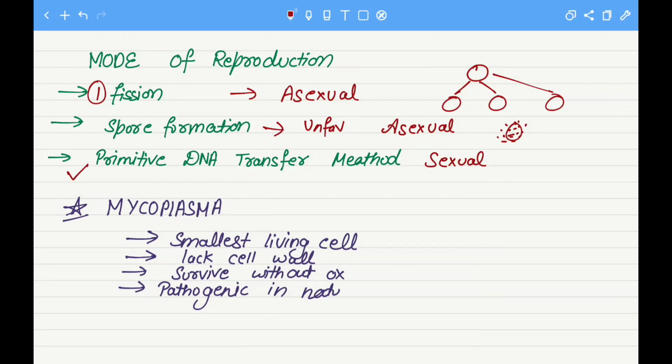Next is mycoplasma. Mycoplasma is a very important type of bacteria. These are the smallest living cells present on Earth. They lack a cell wall and they can survive without oxygen. This is a very important point, that these organisms can survive without oxygen, and they are the smallest living cells ever known. These are pathogenic in nature, which means they are heterotrophic type of organisms.